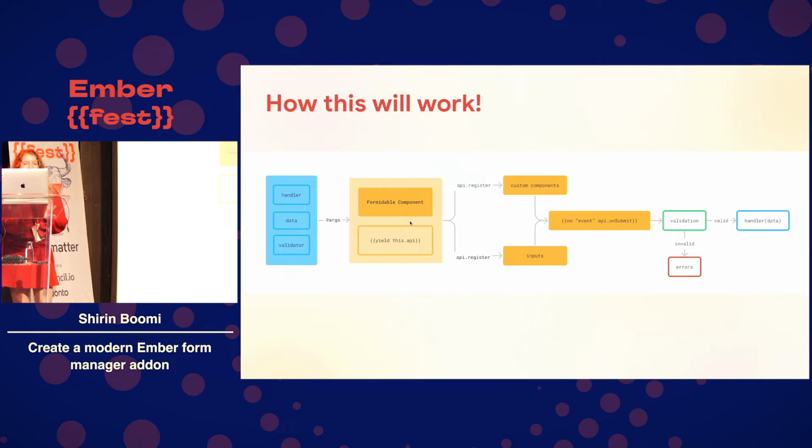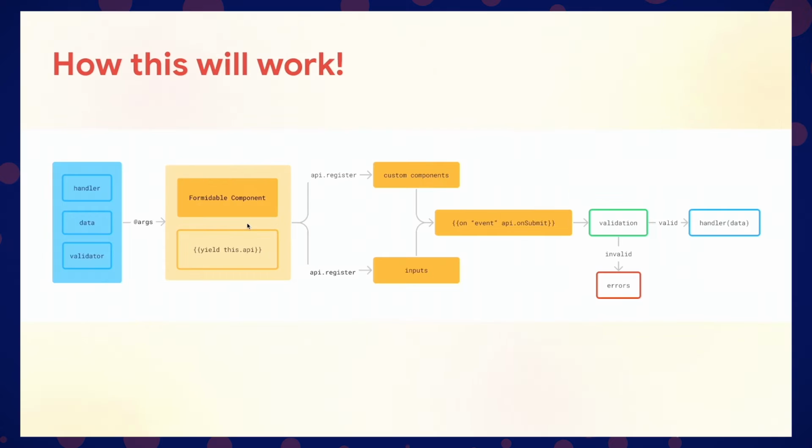So where to begin? Oh, but first, I did this infogram. So I called my add-on formidable because I like puns, and formtastic was already taken. So I took this one. So you have the handler, the data, and the validator, which is the representation of the 3 elements I just talked to you about. You give it to the formidable component, which is headless, so it just has a yield that will give an API. In this API, you will have a register modifier that you can put to the inputs or your custom components. And when your user has completed this form, then you can just trigger the submit event that will validate your data. And if it's valid, it triggers the handler. And if it's not, then it just throws you errors.